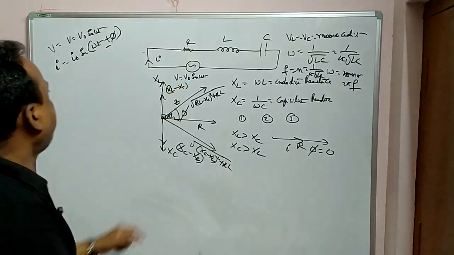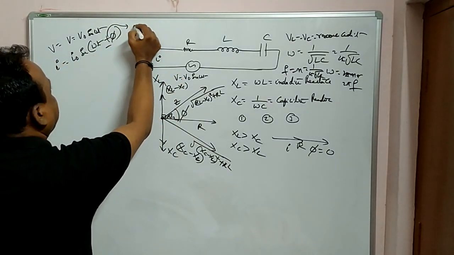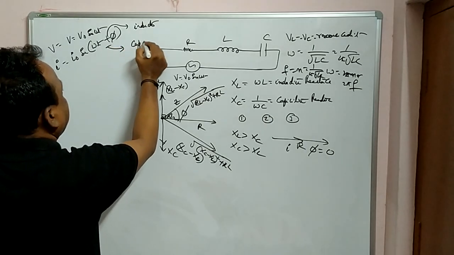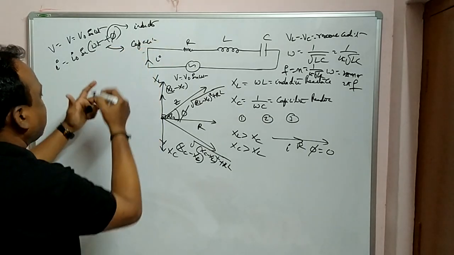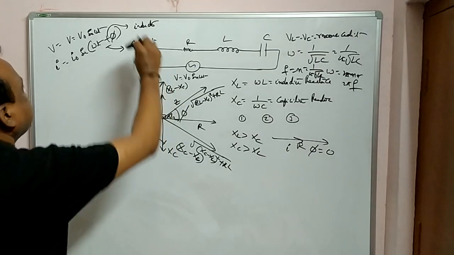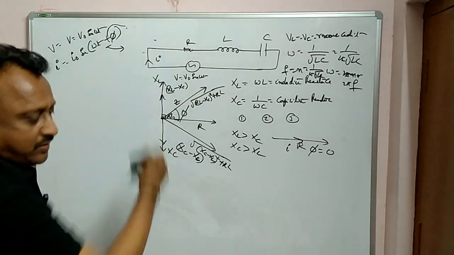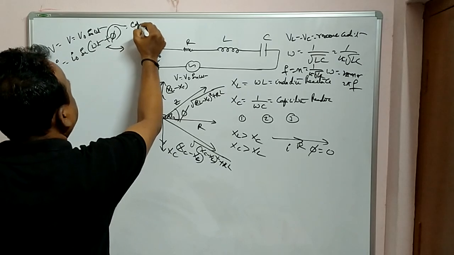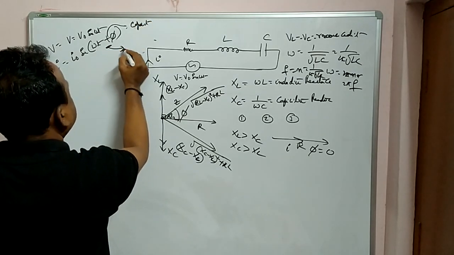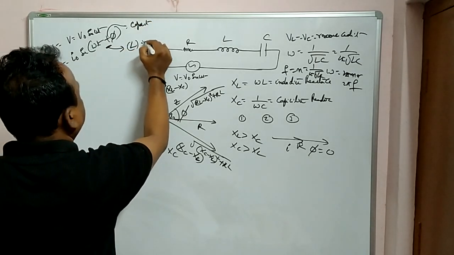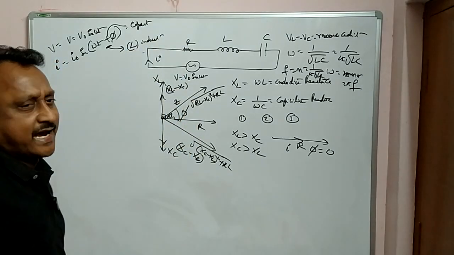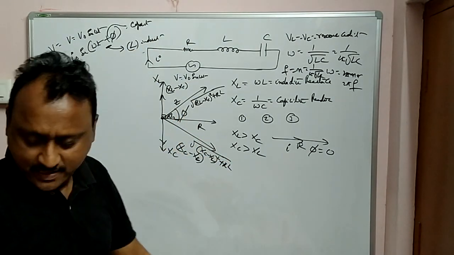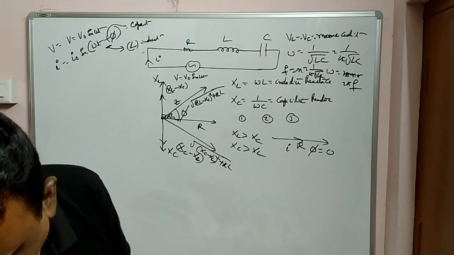pi by 2. So plus ante when capacitor, minus means when inductor, because it is reverse. See, for plus what happens? Current will be leading for capacitor, and for minus, inductor L, because current will be lagging behind by phi. Okay, this is the phi angle.